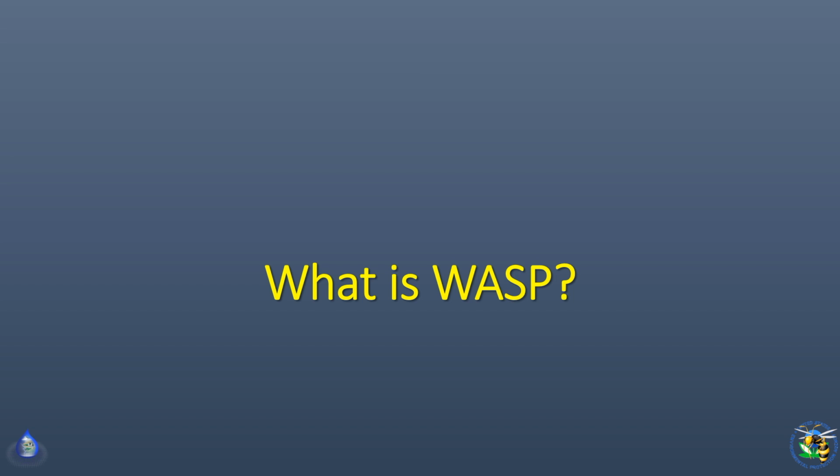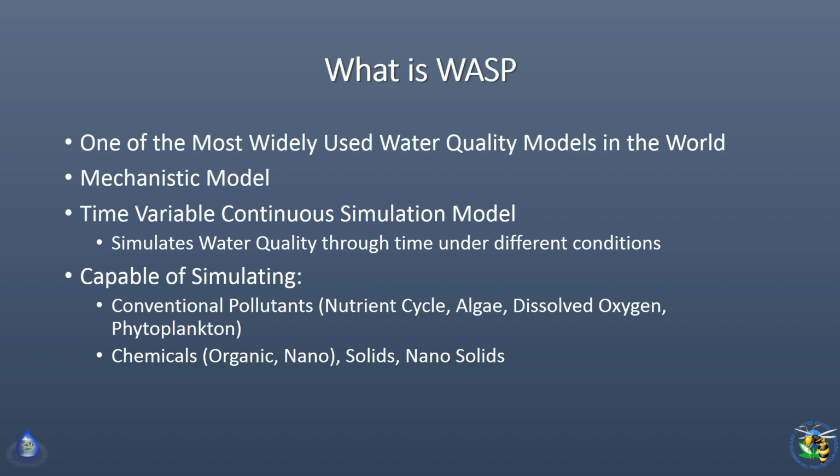Next, we're just going to talk about what is WASP. WASP is one of the most widely used water quality models in the world. It has a long track history of being applied to rivers, lakes, streams, estuaries, and reservoirs throughout the United States and the world. It is a mechanistic model in that it uses scientifically based algorithms to relate water quality concentrations to response variables in the environment.